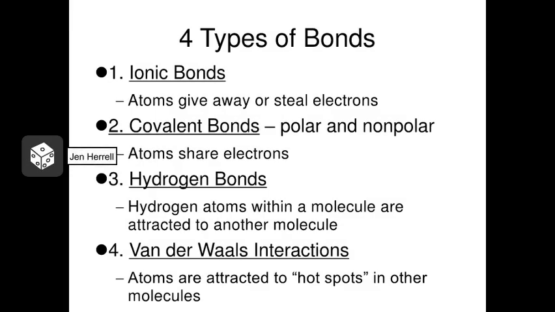To meet the octet rule, atoms are going to make bonds with one another. They're going to interact with one another. There are 4 different types of bonds we're going to go over in this lecture, and we'll take them one at a time.